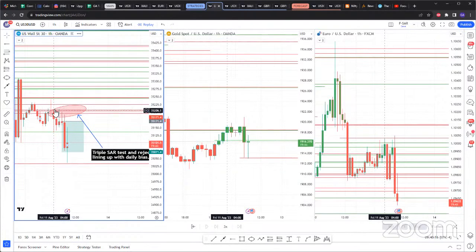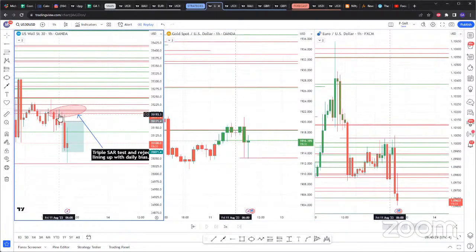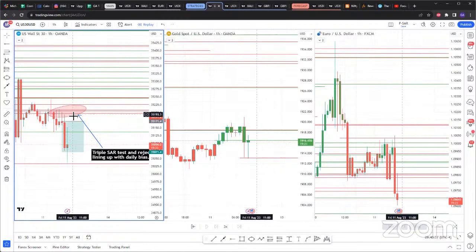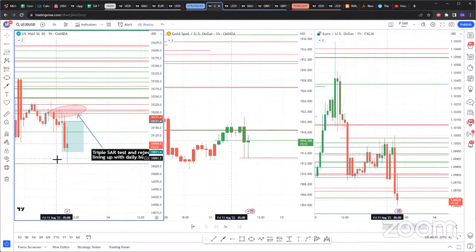This candle here was more of a test and rejection. My entry here: I don't trade late New York to mid-Asia, so when I woke up this morning, I saw these 3 candles rejecting off of these 3 SARs. My bias on the daily for US 30 was a sell, so I went ahead and entered that sell. During news, that trade pushed all the way to TP.